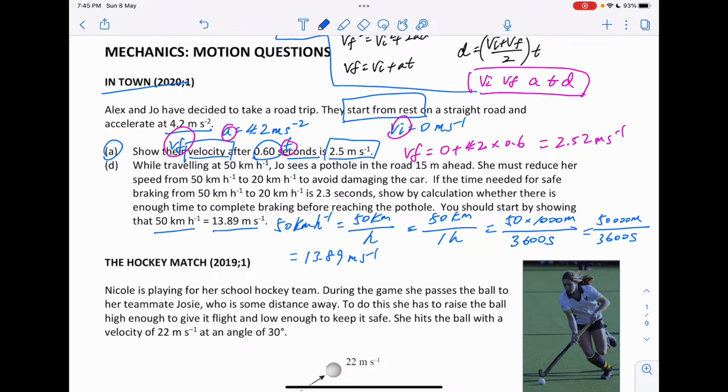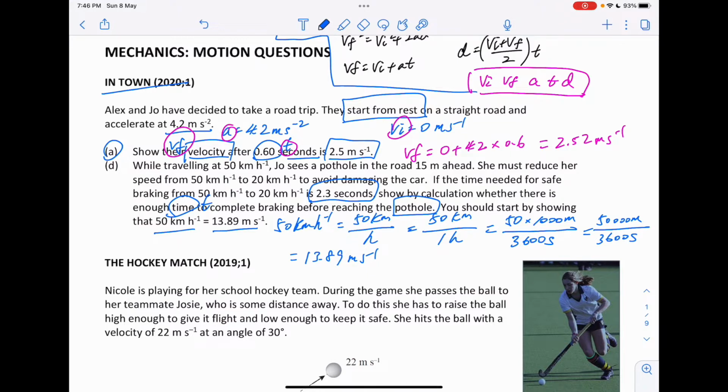So go back to the question. If the time needed for safe braking from 50 kilometers per hour to 20 kilometers per hour is 2.3 seconds, show by calculation whether there is enough time to complete braking before reaching the pothole. So we're calculating the time, right? Looking for the time. That's what we're looking for.